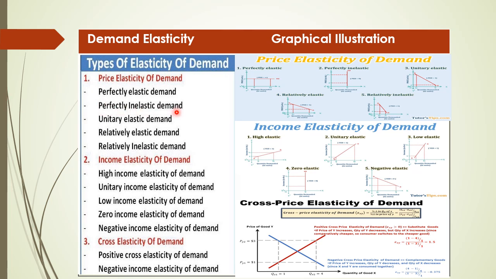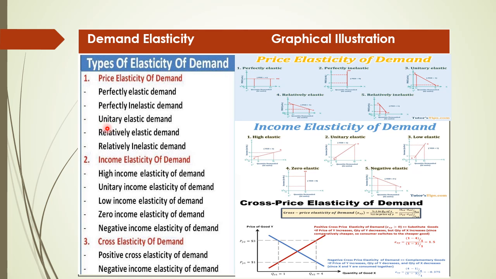Perfectly inelastic demand. When demand doesn't change with change in price, the demand is said to be perfectly inelastic. It implies that the demand remains constant for any value of the price. In the graph, we can see as the price increases from P to P1, there is no effect on the quantity demanded. It remains constant at initial value Q. This implies that the demand is perfectly inelastic.